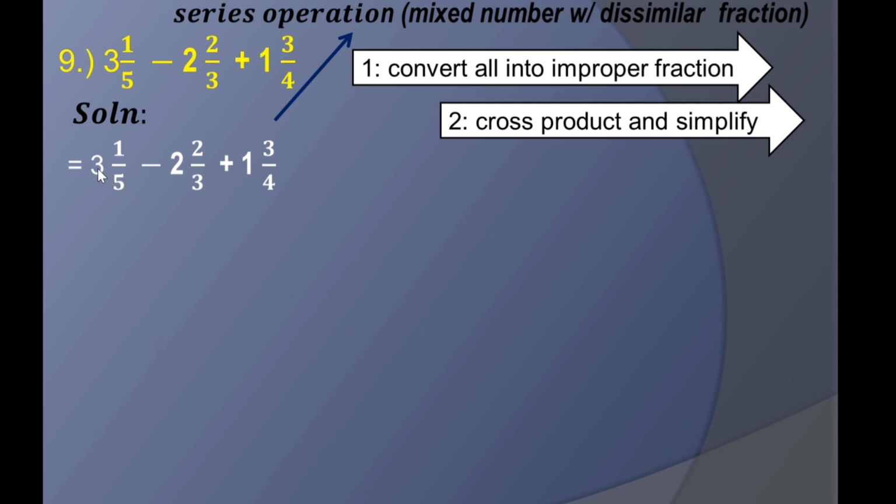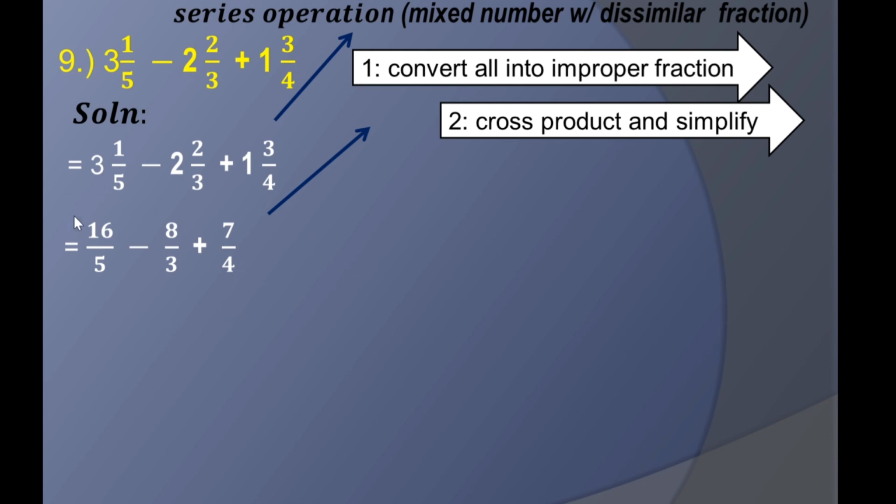5 times 3, then add 1. 3 times 2, then add 2. 4 times 1, then add 3. So 5 times 3 is 15 plus 1, that makes it 16 over 5. 3 times 2, that is 6 plus 2, that is 8. Makes it 8 over 3. 4 times 1 is 4 plus 3, that is 7 over 4.